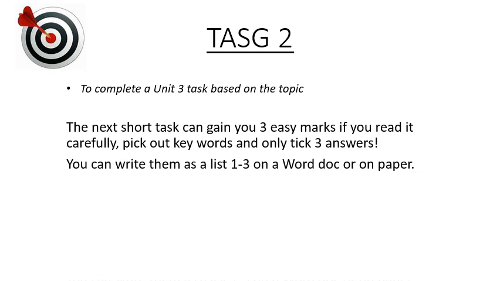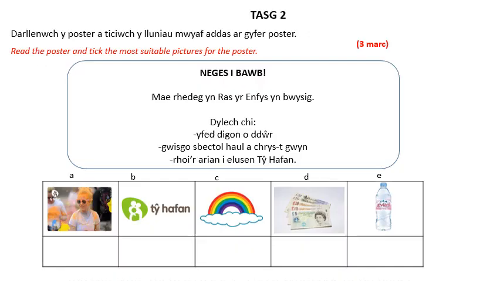Okay, again, you can write these on a Word document that's been provided, or you can do it on paper and take a photo. Okay, so dyma'r task dydd. It says there, darllenwch y poster a ticiwch y lluniau mwyaf addas ar gyfer y poster. Read the poster and tick the most suitable pictures for the poster. So there's a little advert, and then underneath you've got some pictures. You would be expected here to choose 3 pictures out of the 5 at the bottom that are telling you what's happening in that message or that advert at the top there.